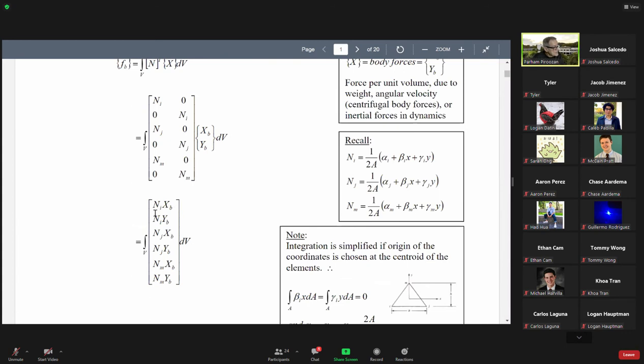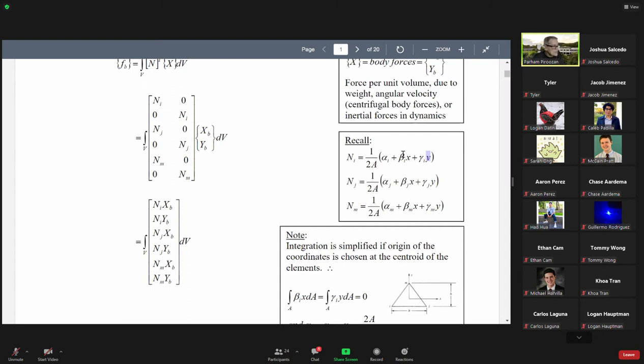Now we have to integrate this. But remember, this is Ni Xb, Ni Yb. So these are shape functions, Ni. Recall that Ni is 1 over 2A times alpha i plus beta i x plus gamma i y. And Nj similar to this, and Nm. So these are shape functions. But they are functions of X and Y here. You see there is X and there is Y here. So we have to put it here and integrate over the volume. So it's a little bit not straightforward.